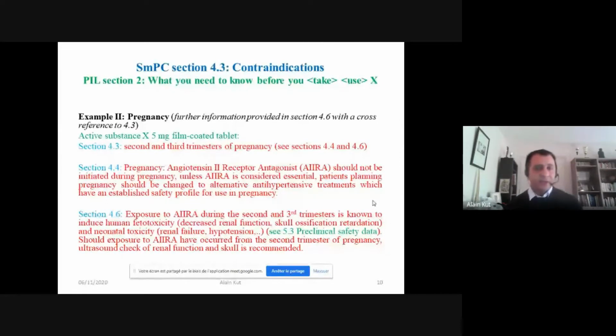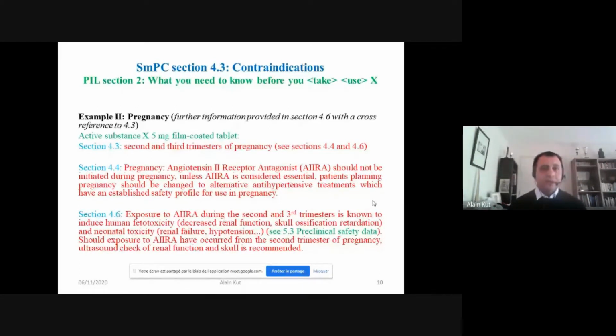For instance, in section 4.3, it's forbidden, not allowed, to administer the drug in the second and third trimester of pregnancy. And we have sections 4.4 and 4.6. What we can find in section 4.4, the next section, is the warnings and precautions for use.